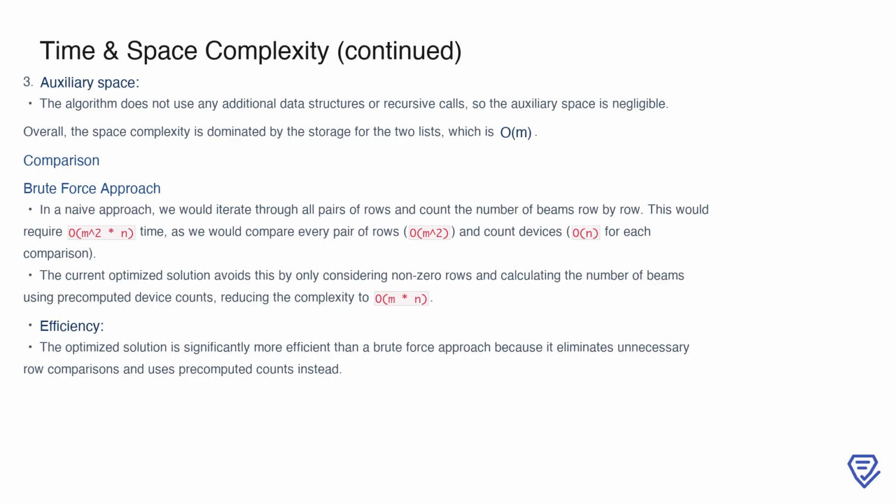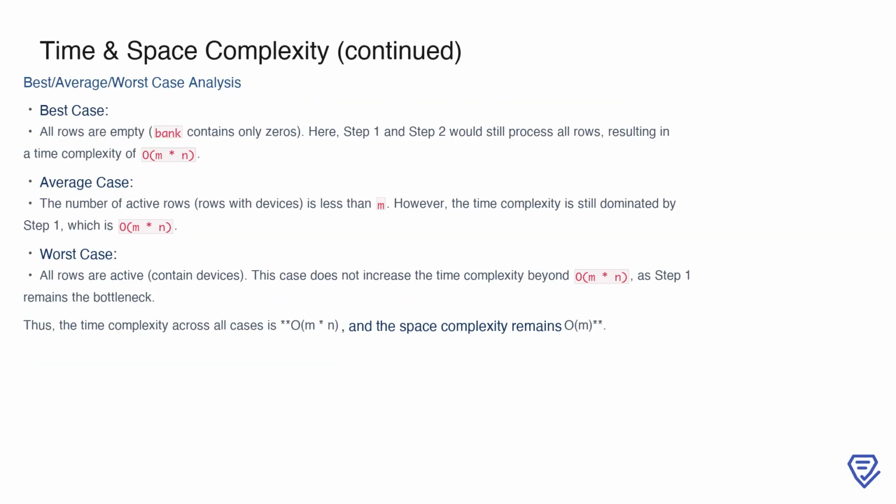Compared to a brute force approach, which would involve iterating through all pairs of rows and counting devices row by row, the optimized solution is significantly more efficient. The brute force approach, with a complexity of m²*n, is avoided by pre-computing device counts and filtering rows, reducing the complexity to m*n. Finally, let's analyze the algorithm's performance across different scenarios.